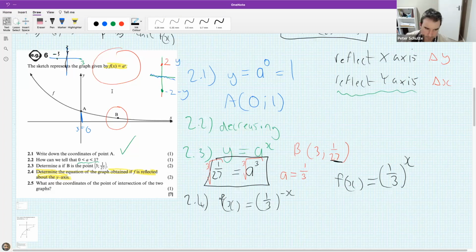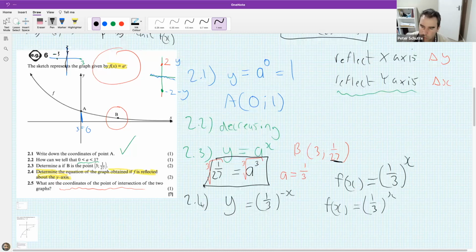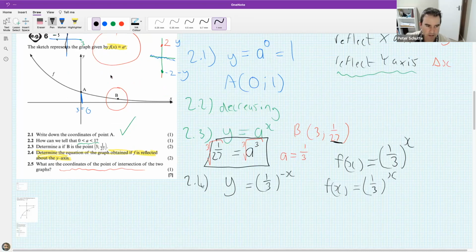Then the last thing, and then we're going to take a break. What are the coordinates of the point of intersection of the two graphs? So this is actually not f of x anymore. This is just the reflected one. We have the graph y equals 1/3 to the power of -x. We also have the original graph, which was that. What are the intersection points of these two graphs going to be?